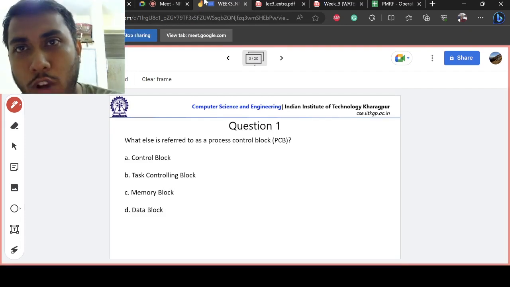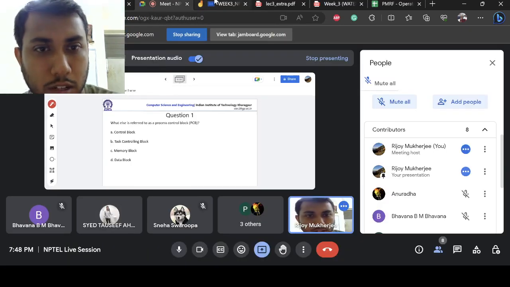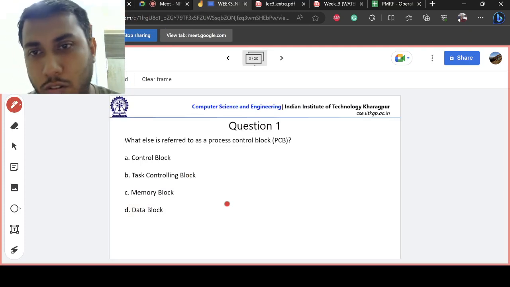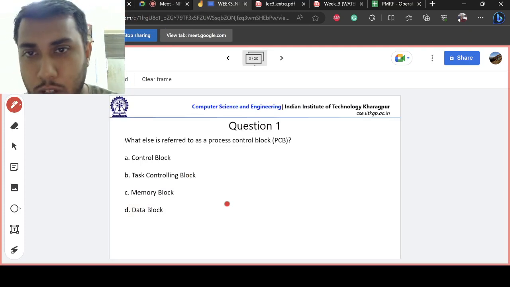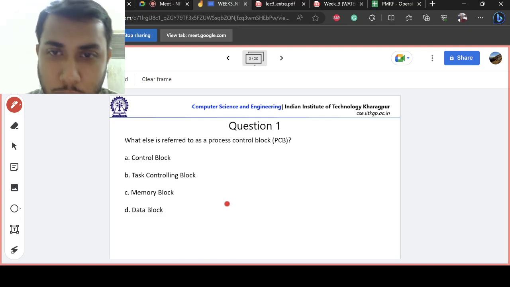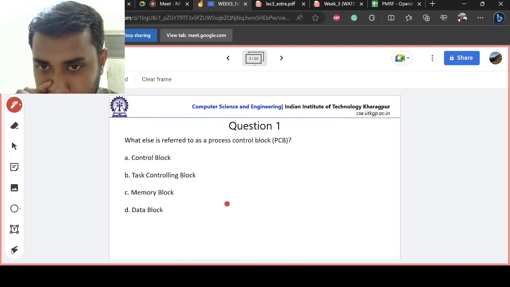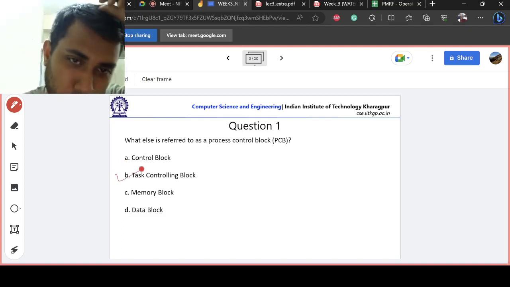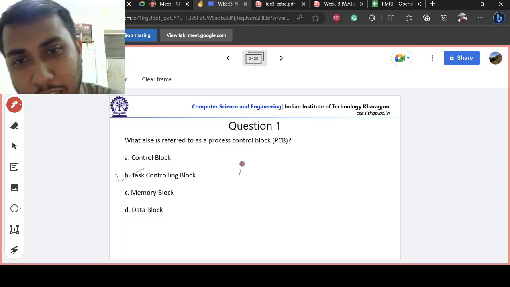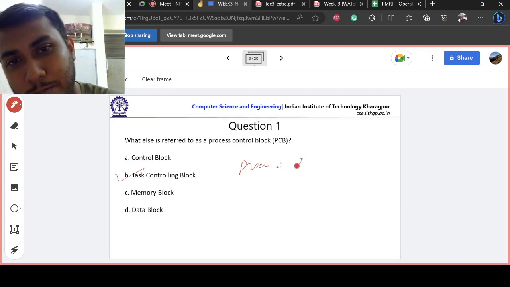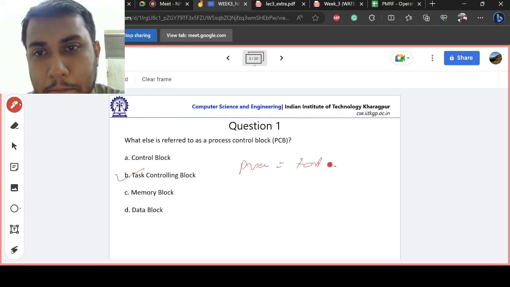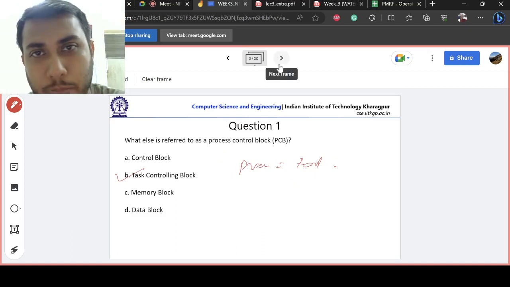So let's quickly solve the problems for this week. What is referred to as process control block? Control block, task controlling block, task program control, process control. Process is basically a task, right? So it is B.